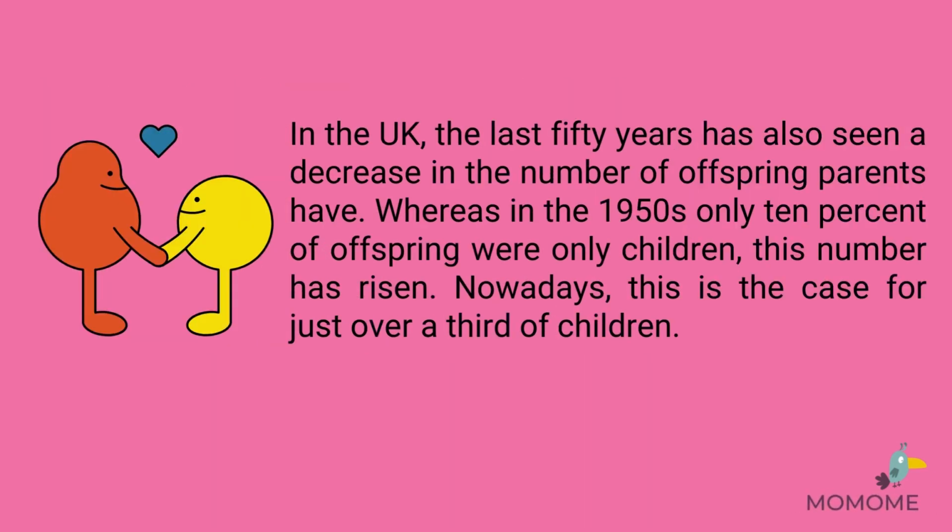In the UK, the last 50 years has also seen a decrease in the number of offspring parents have. Whereas in the 1950s, only 10% of offspring were only children, this number has risen. Nowadays, this is the case for just over a third of children.